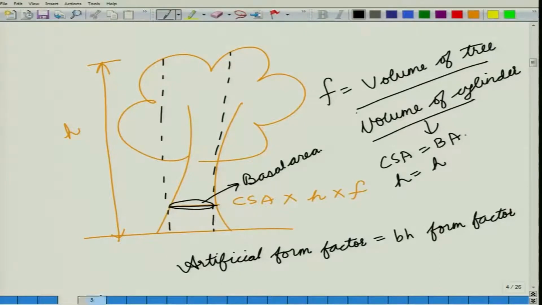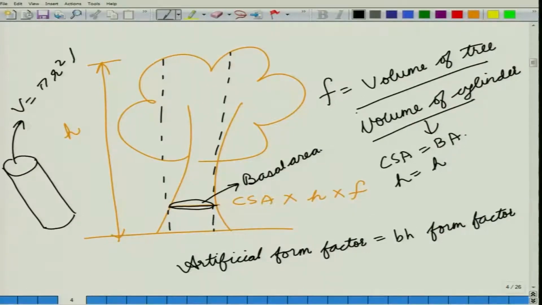So, now as you remember, if we consider a cylinder, the volume is given by pi r square h. Now, if we consider any of the ends, they are circles, so pi r square is the area of cross section multiplied by the height of the cylinder. The area of the cross section in this case is the basal area, so basal area multiplied by the height.